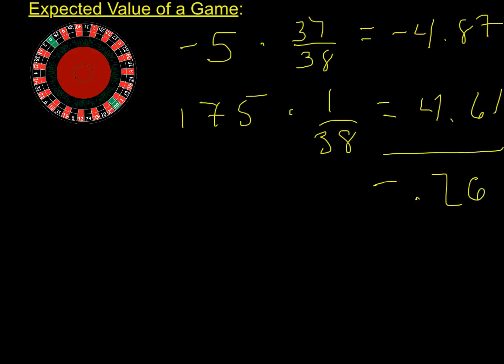So, since the expected value of this game is that you're going to lose money in the long run, approximately 26 cents per time you spin that wheel, it's generally a bad idea to play roulette.